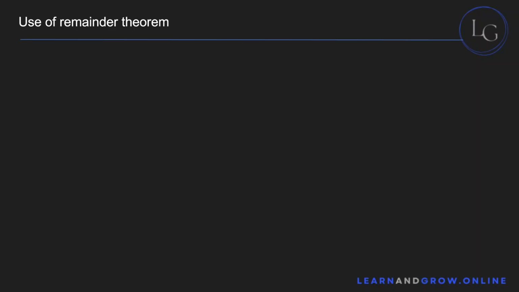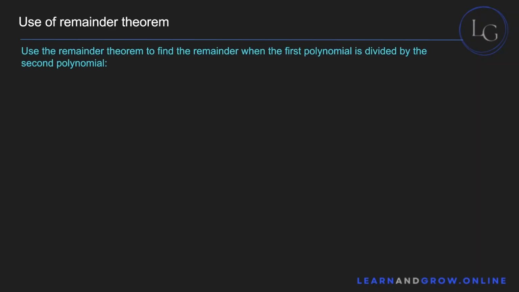Now, how to find that linear equation? That's really where you'll have to use some theorems, and one of them is the remainder theorem. Over here, use the remainder theorem to find the remainder when the first polynomial is divided by the second polynomial. This is the first polynomial and this is the second polynomial. So basically, you'll divide this polynomial with this polynomial.